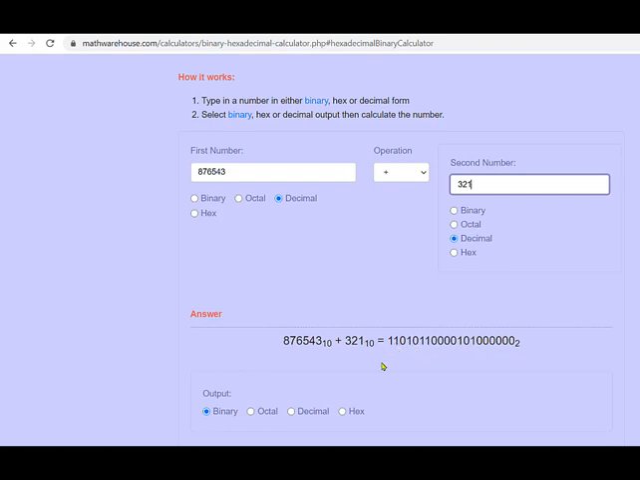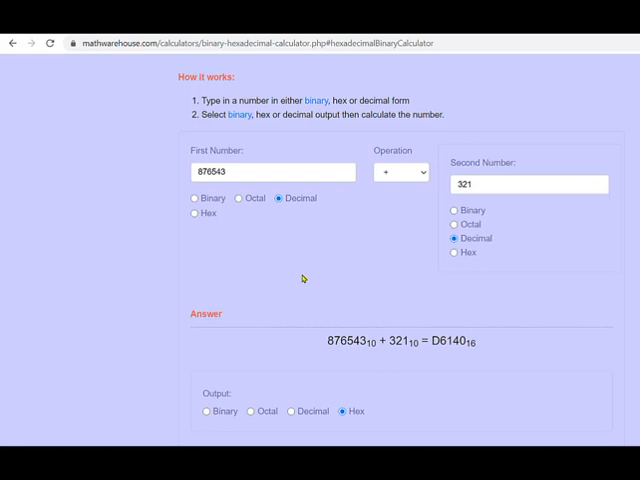This is in the binary number, or you want to change to octal, this is the value 3260500 to the base of 8, or you want to change to decimal. Alright, if you want to change to decimal, it's 876,543 plus 321 is equivalent to 876,864. So this is the value in decimal, or you want to change to hex. So you see the hex, the number is much smaller, the digits are smaller, which is D6140 to the base of 16.